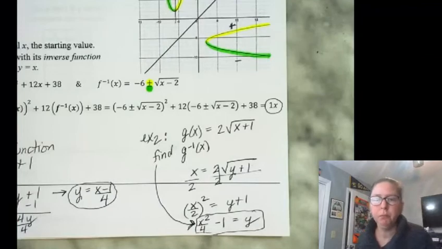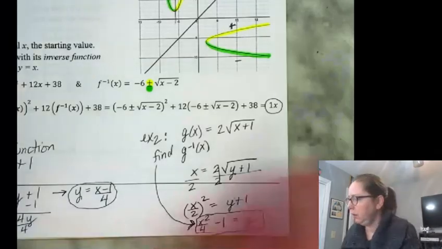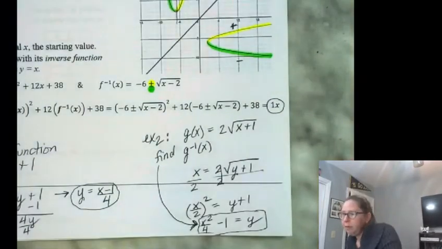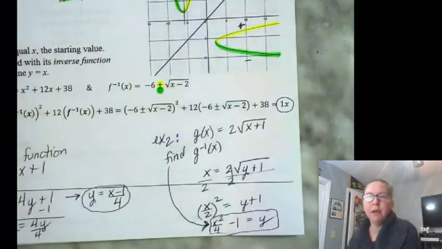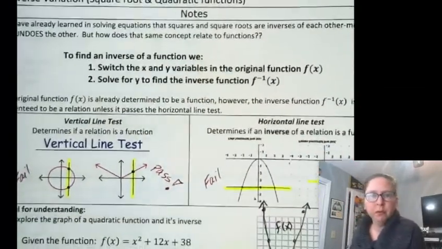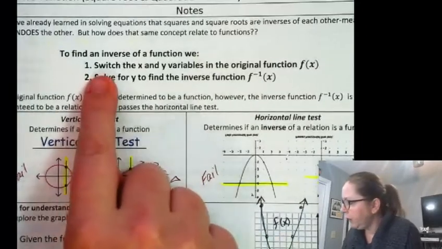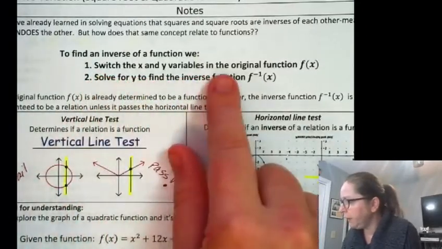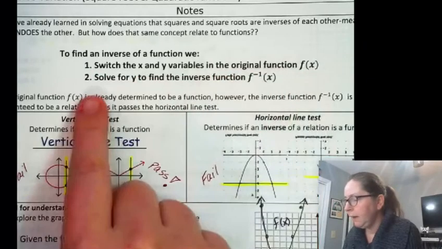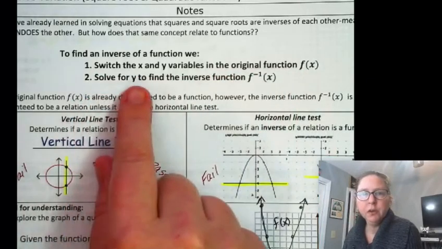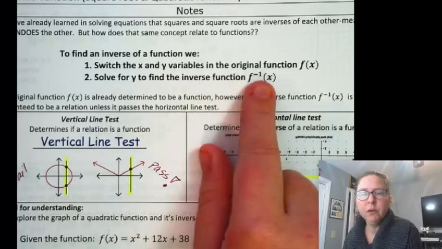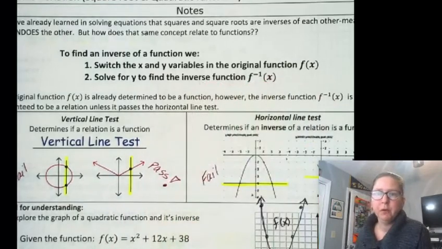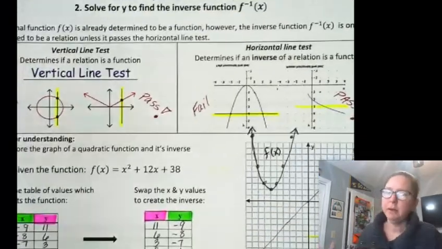Alrighty, that's it for today, guys. I know it's a little weird. It's a whole brand new topic that you've never heard of, but it is just finding the inverse of a function. So just remember these notes here. Switch the x and y variables in the original function, and now you have a new function, and you're going to solve for y, and the result is the inverse. Okay? All right, until next time.